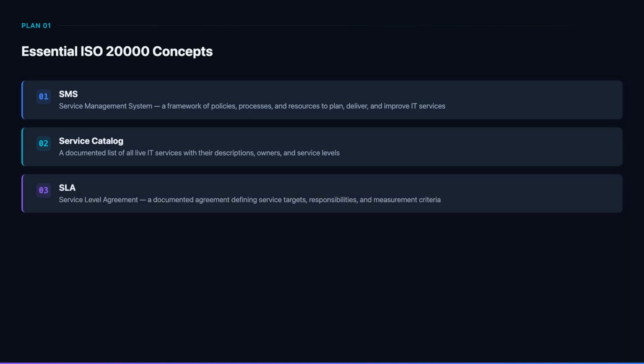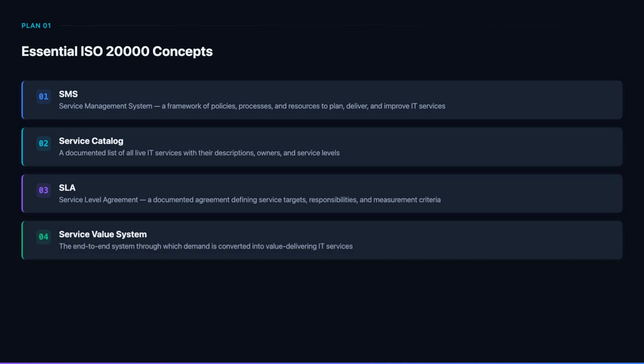A service-level agreement defines the targets, responsibilities, and measurement criteria for an IT service. It specifies availability targets, response and resolution times, performance thresholds, and reporting requirements. SLAs must be measurable, achievable, and aligned with business needs.